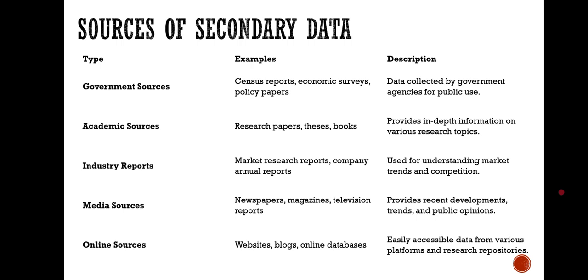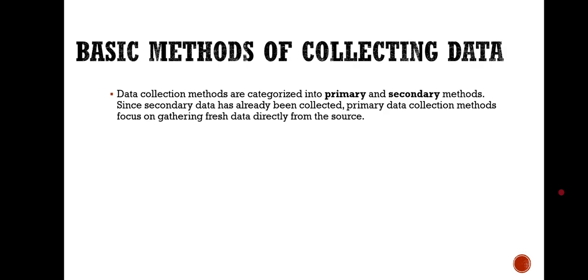Next type we have online sources, which is easily accessible data from various platforms and research repositories. For example, websites, blogs, online databases. So these come under online sources. Next topic we have basic methods of collecting data. Data collection methods are categorized into primary and secondary methods. Since secondary data has already been collected, primary data collection methods focus on gathering fresh data directly from the source.